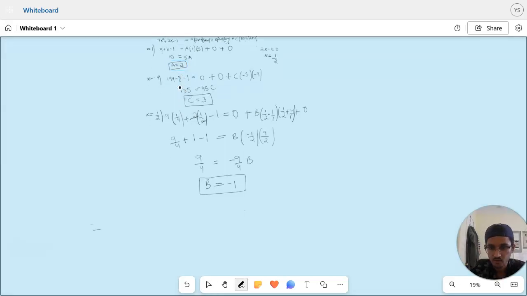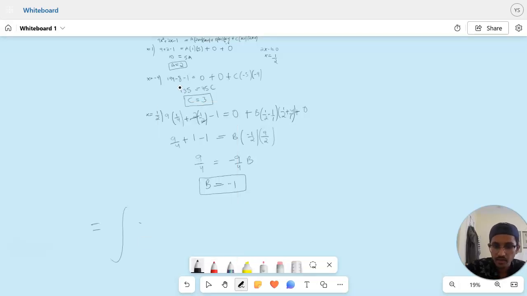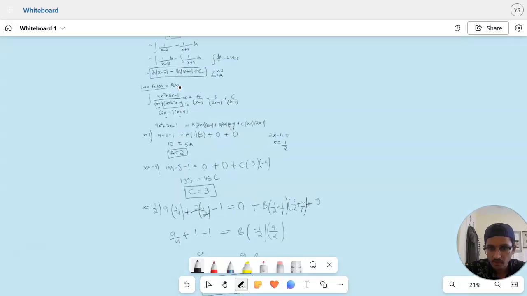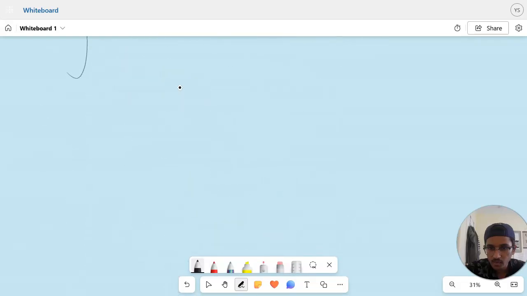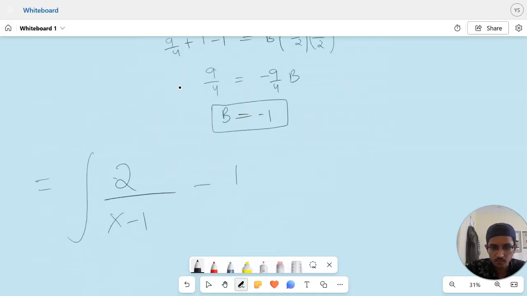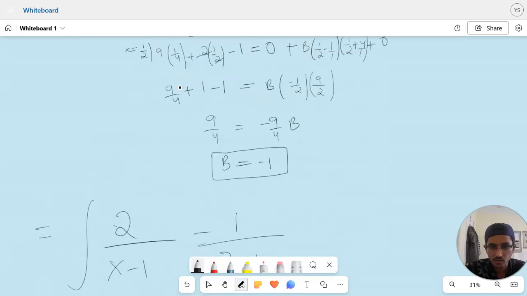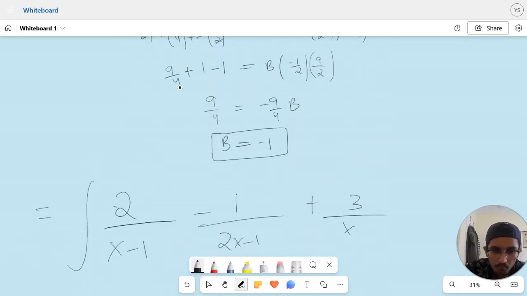Now that we have found our values, let's integrate. What is our A value? Let's have a look at our original integral. A is 2 over x minus 1, plus B is negative 1, so minus 1 over 2x minus 1, and C is going to be plus 3 over x plus 4.